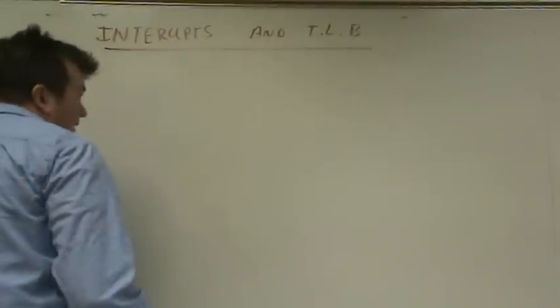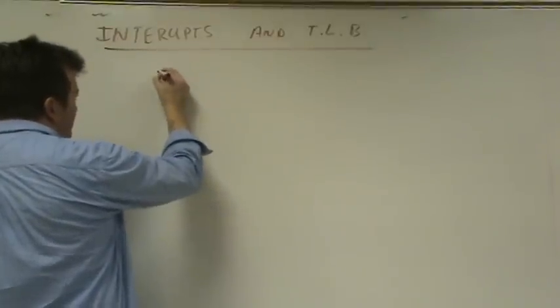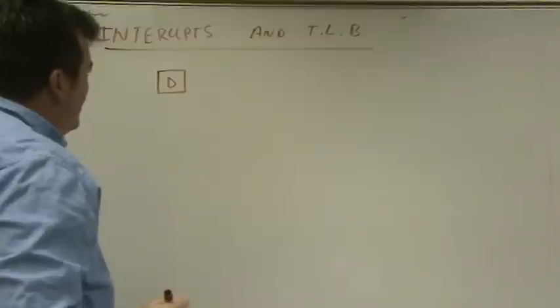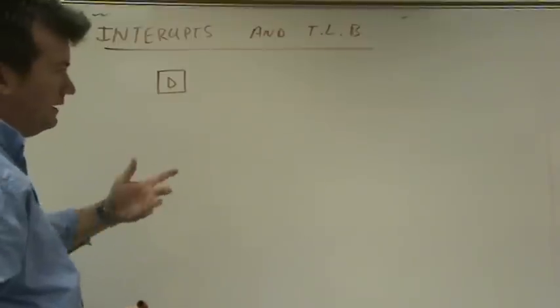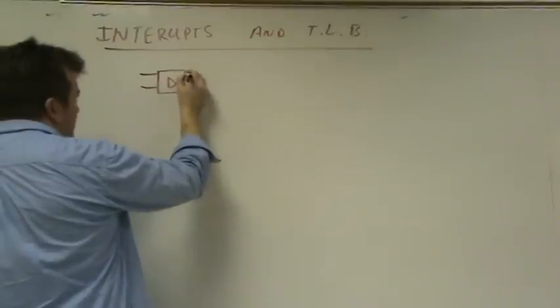Okay, so we recall we had a D flip-flop, and the D stood for data. And this was a piece of hardware that can remember one bit, either 0 or 1. So we had 2 inputs, and we had 1 output.